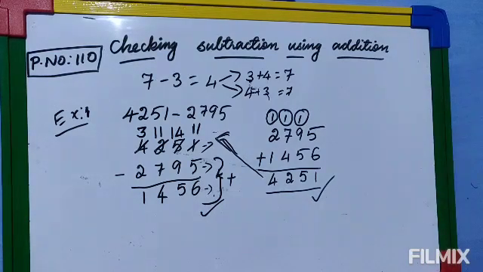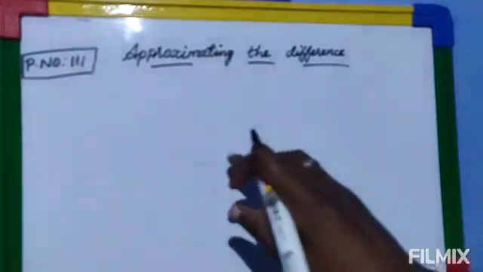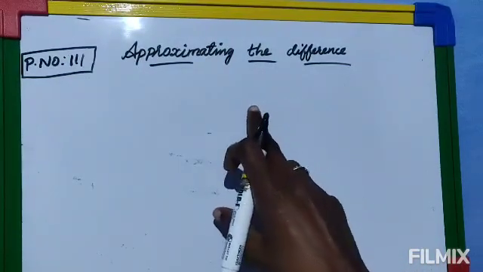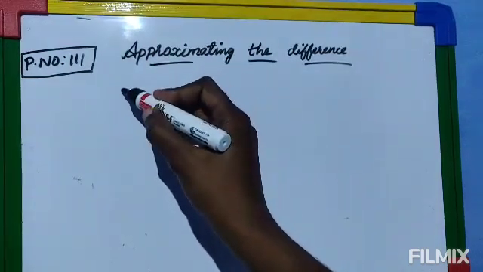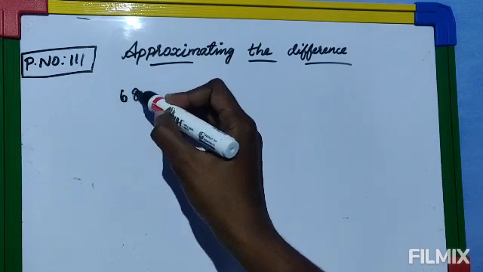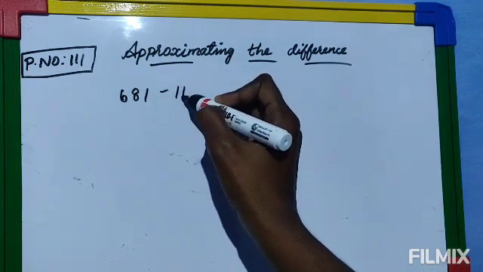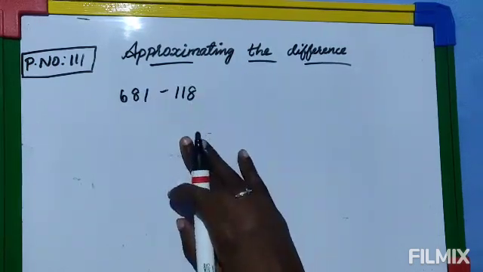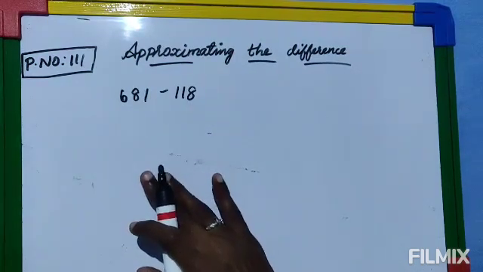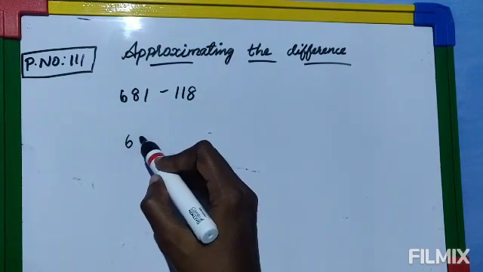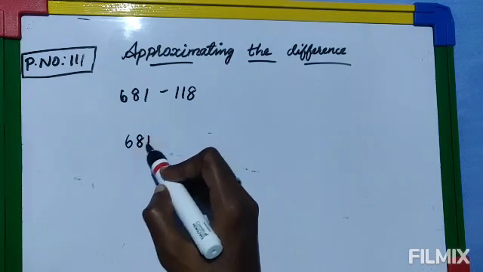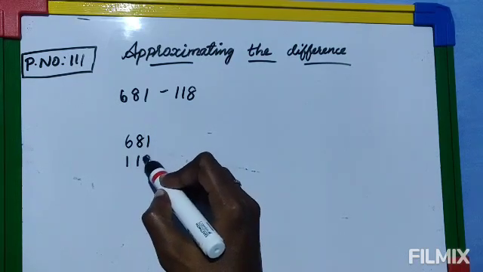Okay, now next we are going to learn approximating the difference. Already you have learned approximation. Suppose you are to find the difference, and it is given like this, 681 minus 118. You have to subtract this and find the approximation of the difference. To do that, first you write this number 681 and 118.